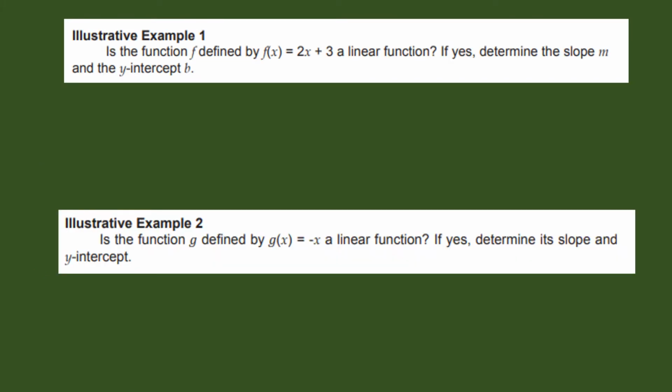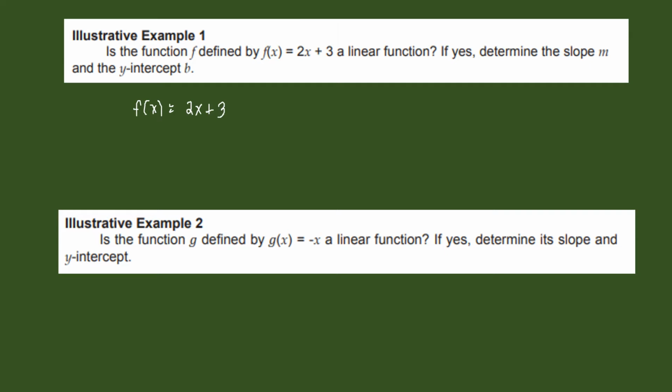So to further understand the definition, let's have two illustrative examples. So let's have example 1. Is the function f defined by f of x equals 2x plus 3 a linear function? If yes, determine the slope m and the y-intercept b. Okay, so let's see. According to our definition, a linear function has the form f of x equals mx plus b. So I will write it here. f of x is equal to 2x plus 3. So let's see if it's a linear function.